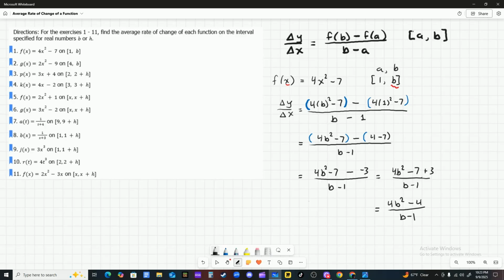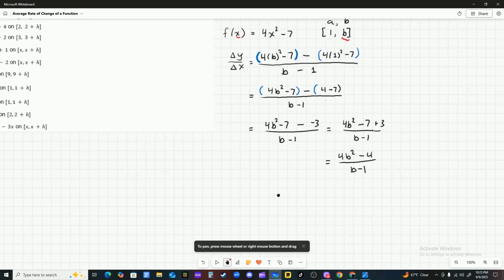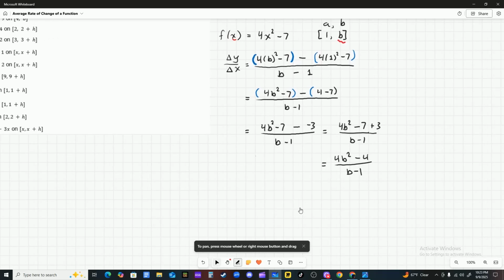So far, so good. All right, let's keep going. I'm going to move it down here, and then we'll keep doing the math. I'm going to take out a 4 since they share it. So 4 times b squared minus 1, divided by b minus 1.